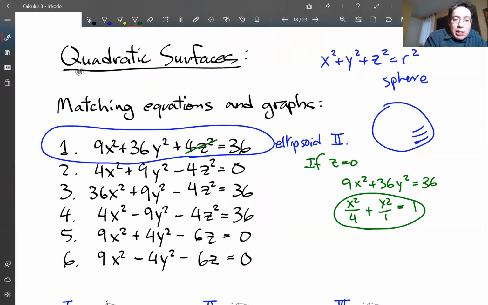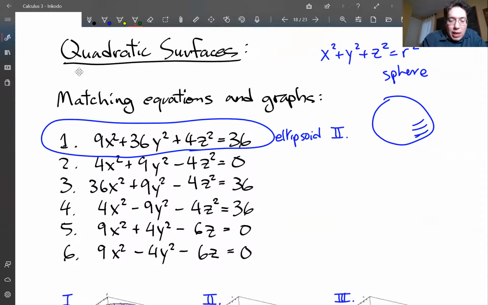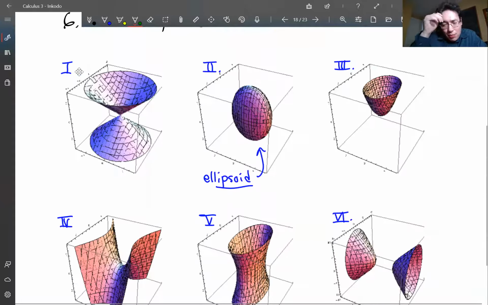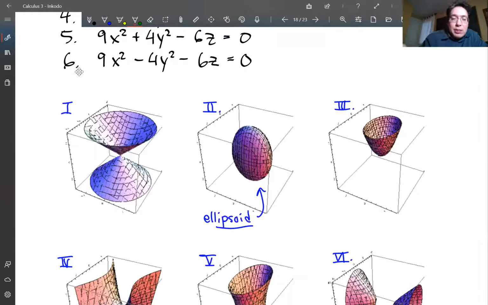Okay, so I think enough talking about the first picture. Let's see, what else could we look at? Okay. I want to look at this second picture. So here, this guy is called paraboloid. Or actually, it's called elliptic paraboloid.